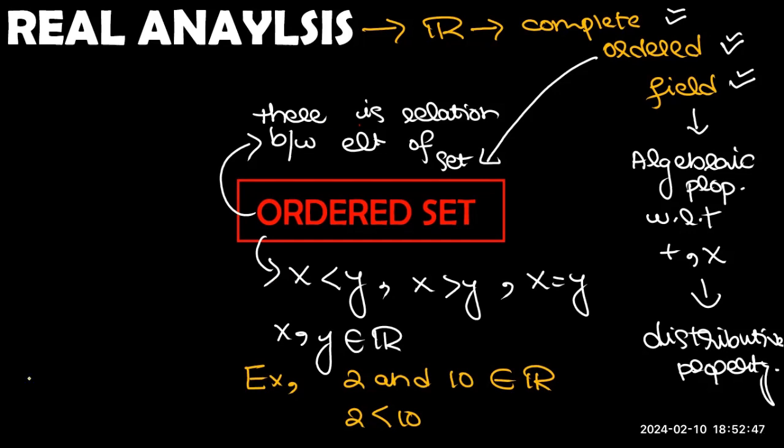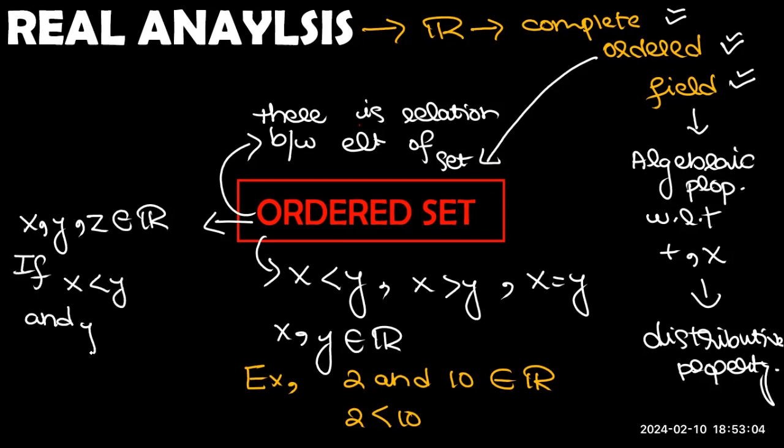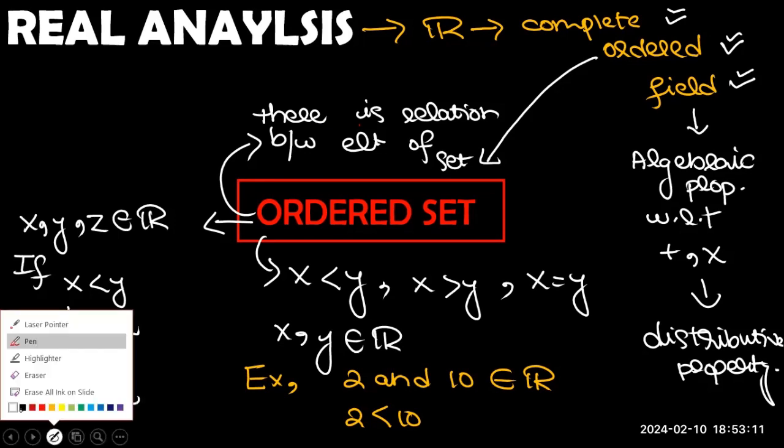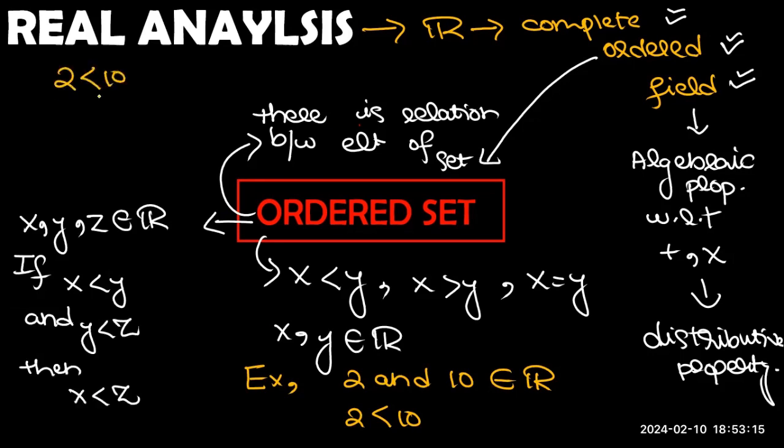And the second thing is the order property: if I take three real numbers, then if x is less than y and y is less than z, then always x is less than z. By this I mean, as you can see, 2 is less than 10 and 10 is less than 15, so 2 is also less than 15. Very simple, and very interesting. So this is the relationship between two real numbers, and between three real numbers.